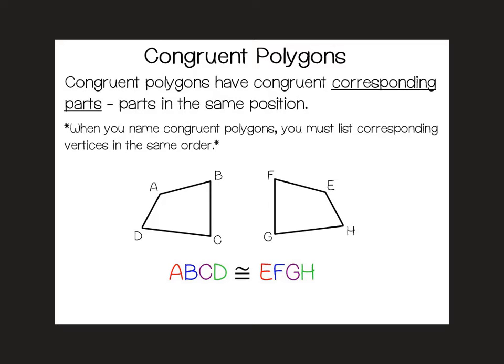So if you look at the two polygons we have here, the left is listed A, B, C, D. So AB is in the same corresponding position as EF. And if I continue around, BC, FG, CD, GH, and lastly DA, HE. So those are all in corresponding locations.